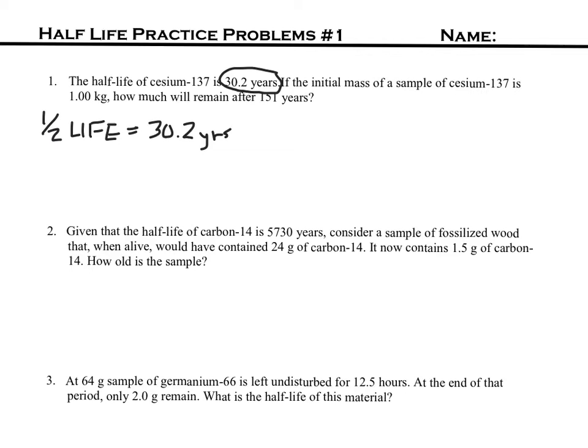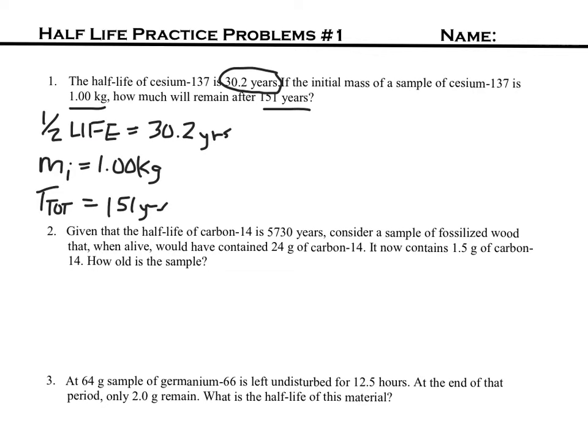We know the initial mass of the sample is going to be 1 kilogram. So the starting mass, the initial mass, I'll put a little I for initial. The initial mass is 1 kilogram. I want to know how much will remain after 151 years. So my time total, TOT for short, is going to be 151 years. What I'm looking for is how much remains, right?